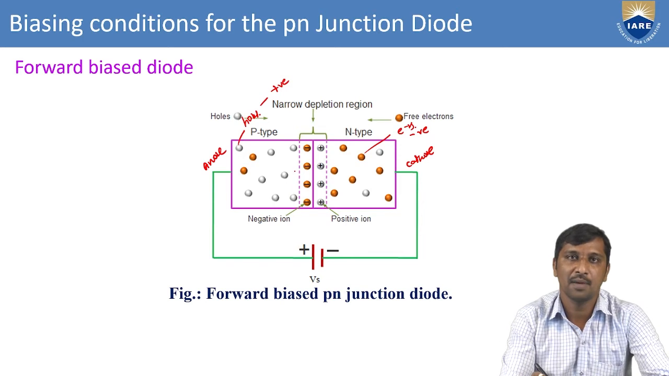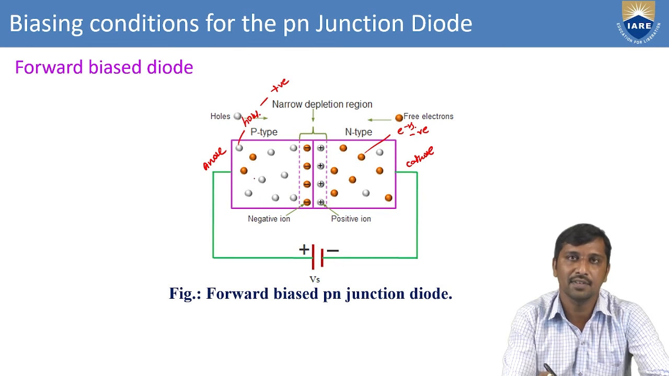That means we are applying some amount of force for the movement of the charge carriers from one region to the other region here. And due to this approach of the forward bias diode, due to this forward bias energy, the charge carriers from the P side.